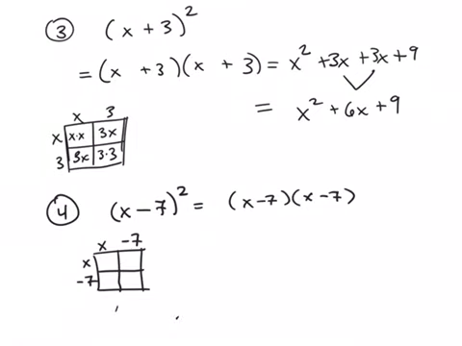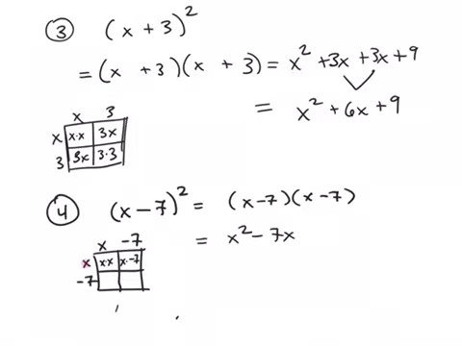The top left square is x tall and x across, so that gives me x times x. The next square is x tall and negative 7 across, so that's x times negative 7. So we've taken this x here and we've distributed it, x times x, x times negative 7. So that's x squared. x times negative 7, minus 7x.